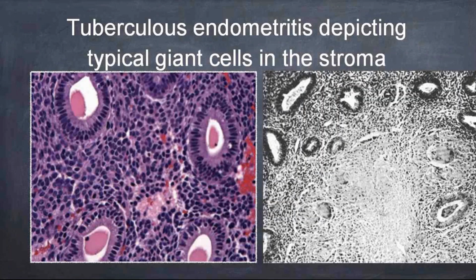So this is again a histopathological slide which shows large caseation in the middle, surrounded by what you see here: lymphocytes, epithelioid cells and lymphocytes accumulating around the caseation, in the stroma.